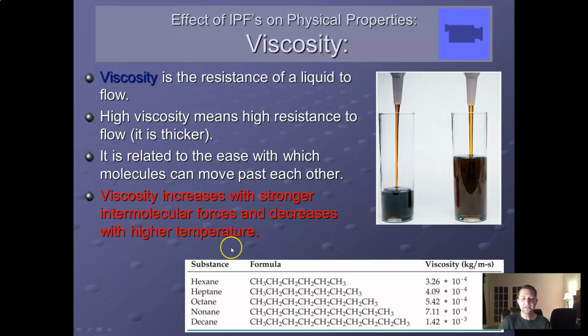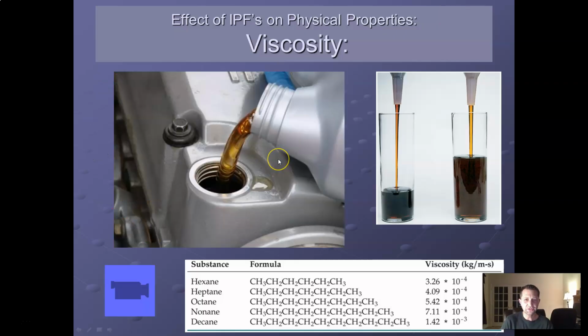Viscosity decreases with temperature because as the temperature goes up, particles move faster, right? So as the particles move faster, they're able to move past each other a little bit easier, right? So higher temperature means faster particle movement, easier for them to move past one another, and then a lower viscosity, all right? So this has to do with engine oil a lot.